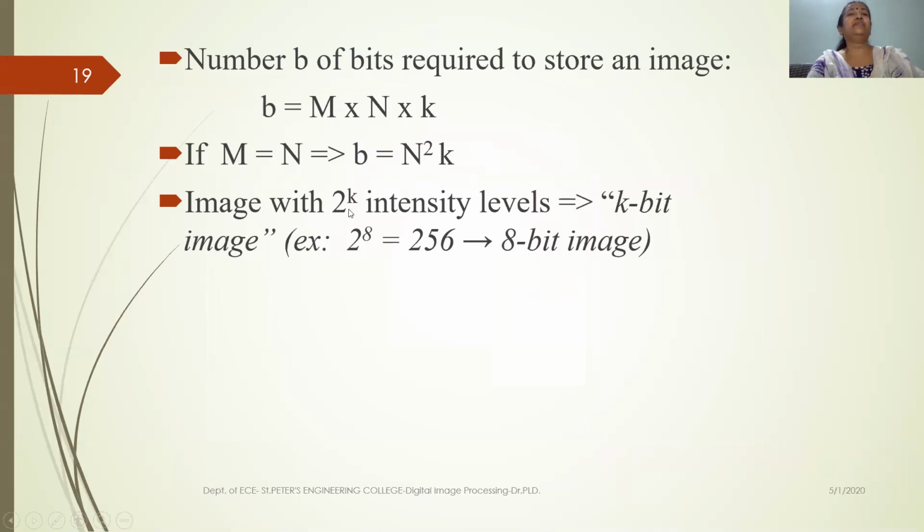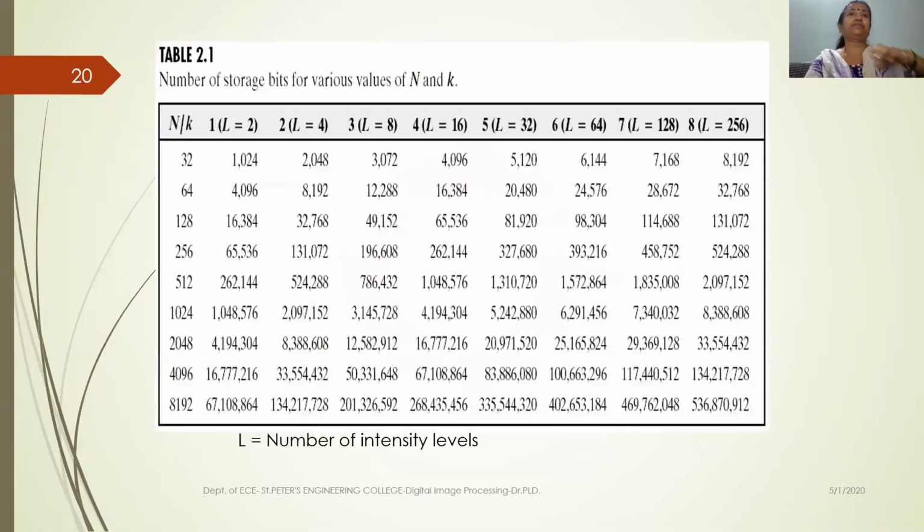So if the image has 2 power k intensity levels, k is the number of bits per pixel, as I already told you. If k equals 8 bits, you multiply m into n into 8. That is the actual number of bits required for storing an image. You can calculate it based on its size and the number of bits per pixel in an image.